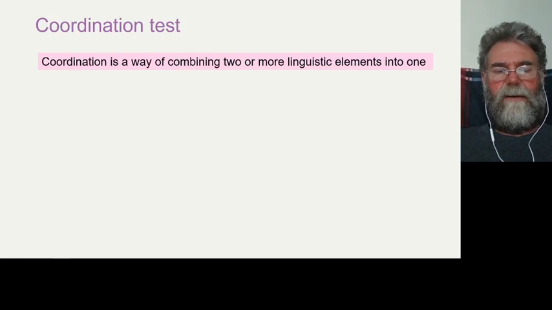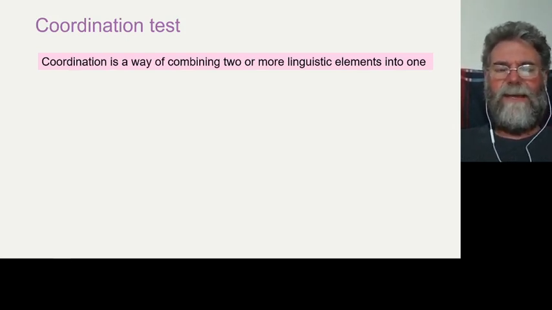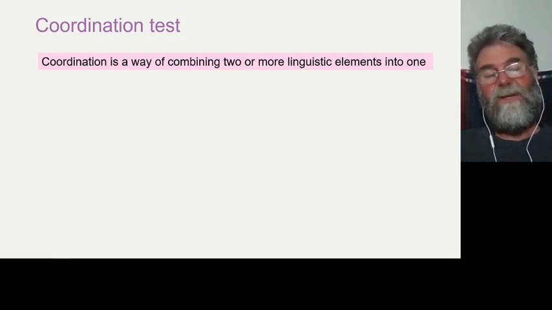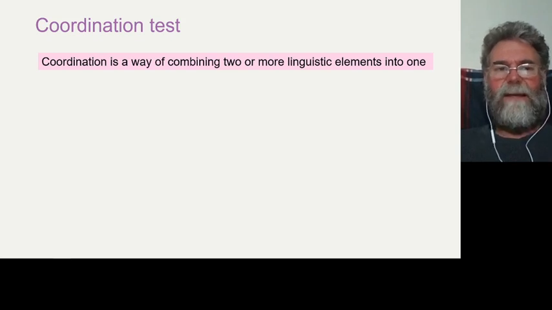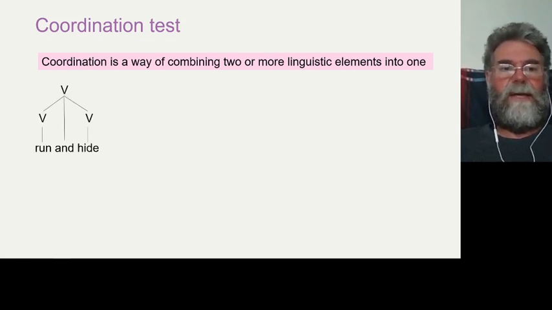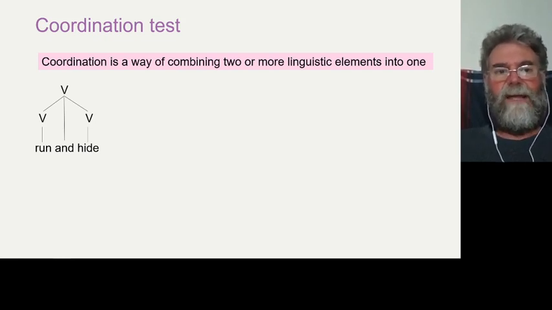Finally then, one last test is to do with a kind of mechanism we have in language of taking two or more elements and putting them together to form one single thing. It's called coordination, and it makes use of words like and or but. So for example, you can take two words like run and hide, and you can put those together, and what you do by putting them together in a coordination is to form a single verb, or at least something that behaves like a single verb.